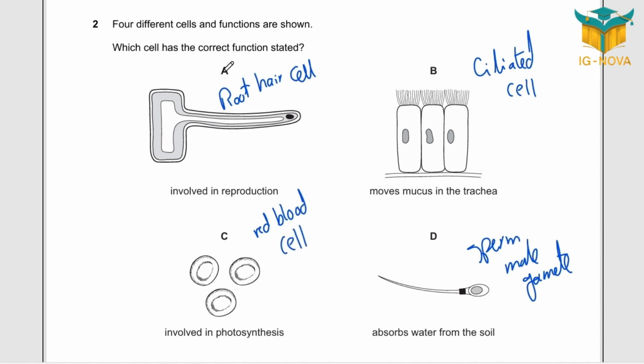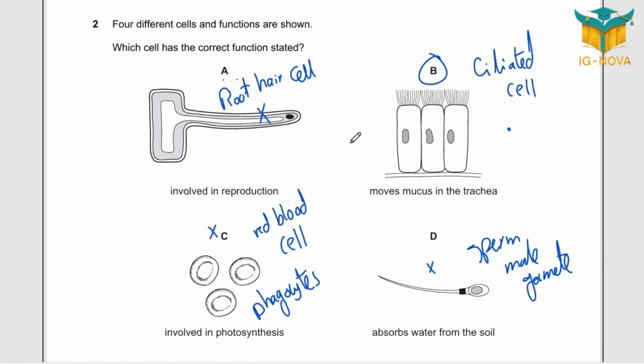So which cell shows the correct function? Trial and error. A, root hair cell involved in reproduction. Wrong, it is involved in absorption. B, to move mucus in the trachea. Let me think about it. C, in phagocytosis. Phagocytosis is conducted by white blood cells named phagocytes. What about C's function? To transport oxygen. So out. D is sperm or male gamete, to absorb water from the soil. This is wrong. The function of D is reproduction. So B is correct.